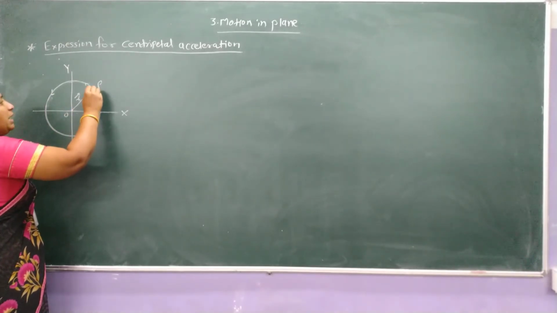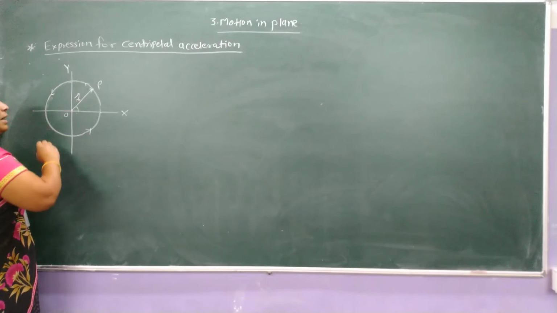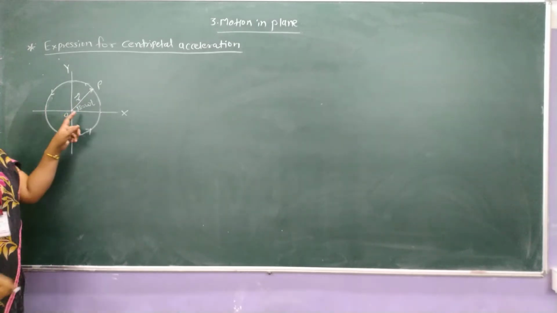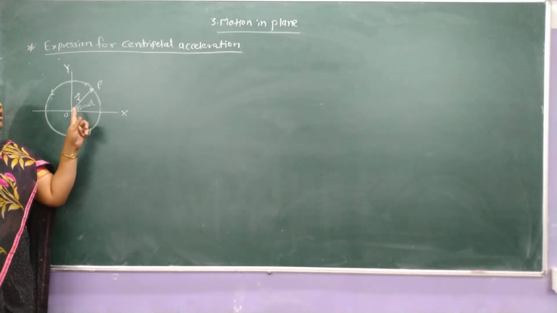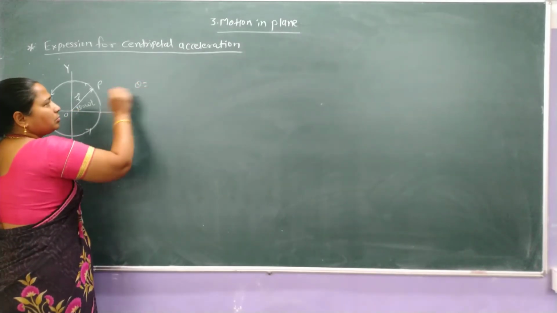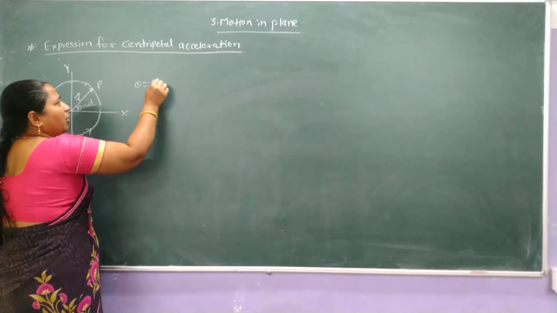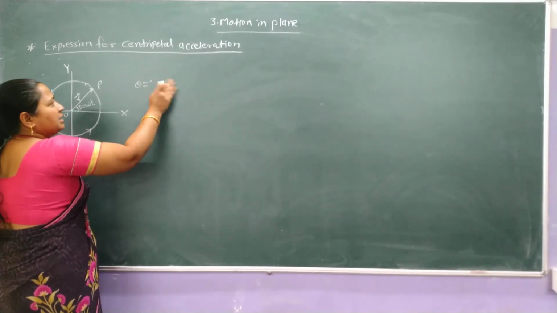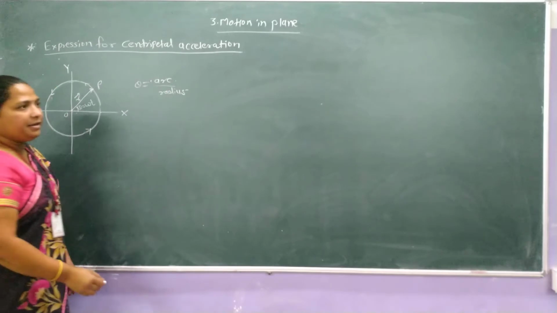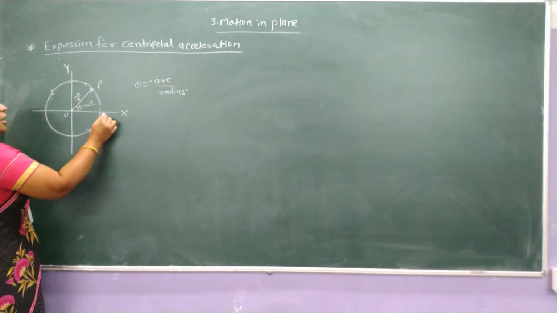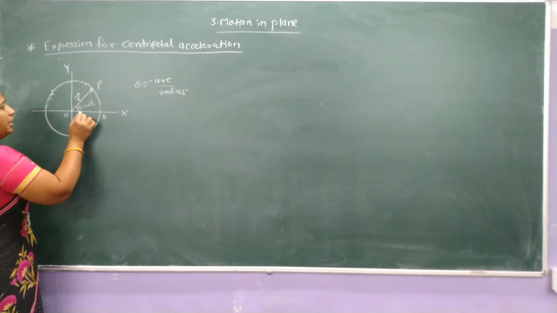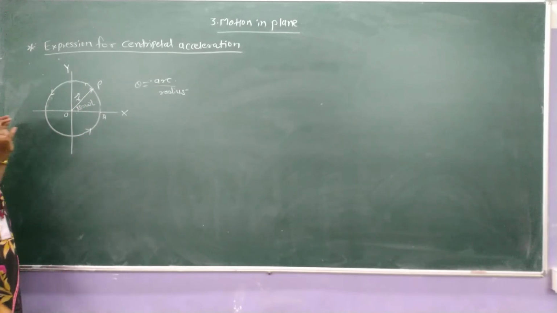After time t, theta is equal to omega t, where theta is known as angular displacement. Theta is also equal to arc upon radius. That arc is the arc AP, upon the radius r, where r is the radius.